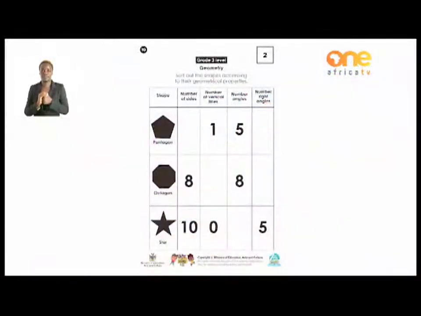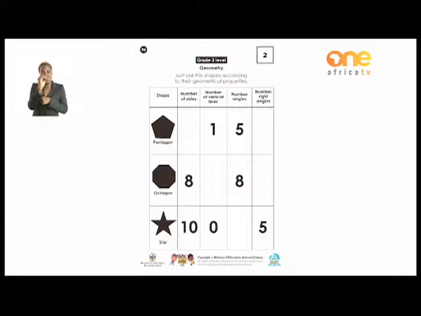Let's move on to page 3. Now this is grade 3 level, geometry as well. Page 10, grade 3, geometry. Now here we have different kinds of shapes. We have a pentagon, we have an octagon, and then we have a star.